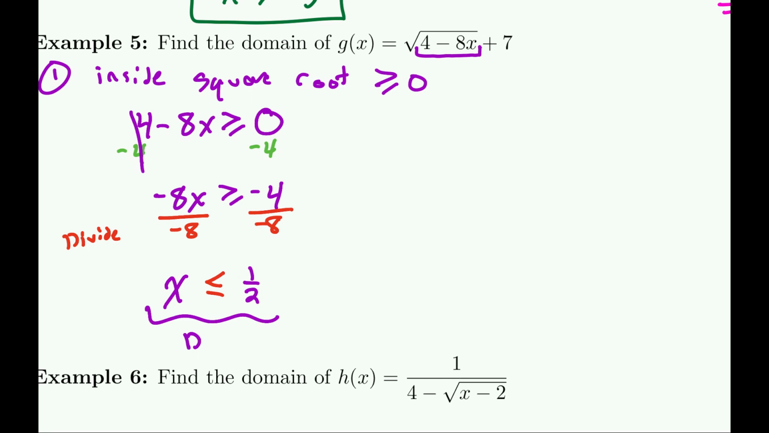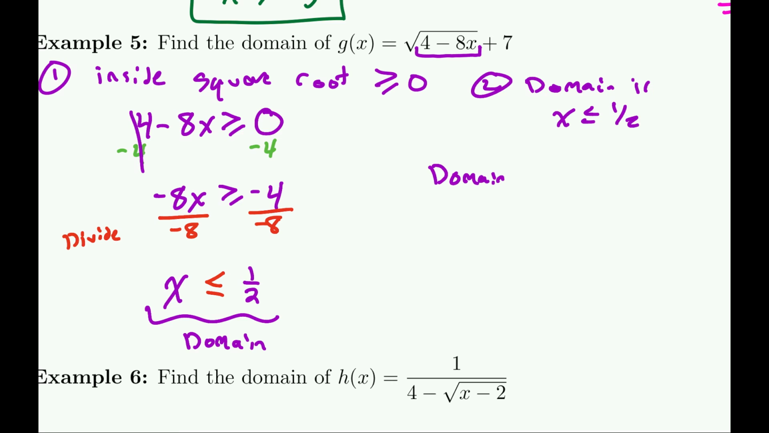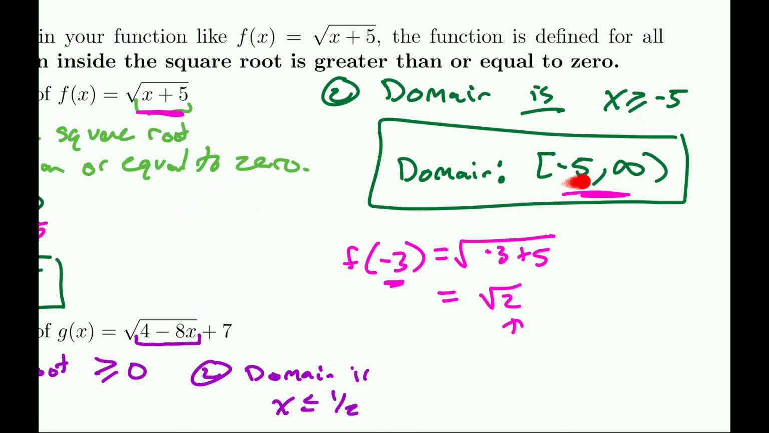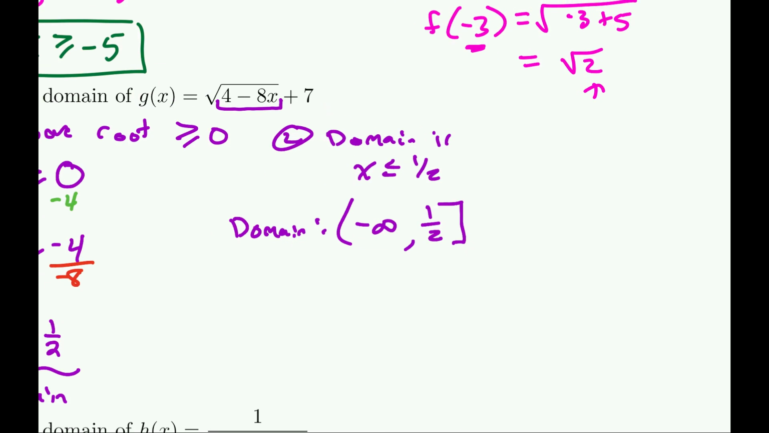So this is your domain, but it's not written the right way. The domain is x less than or equal to 1/2. That means the interval goes like this, because we want less than 1/2, not greater than 1/2. Greater than negative 5 was to the right of negative 5, and less than 1/2 is to the left. So it goes down to negative infinity.